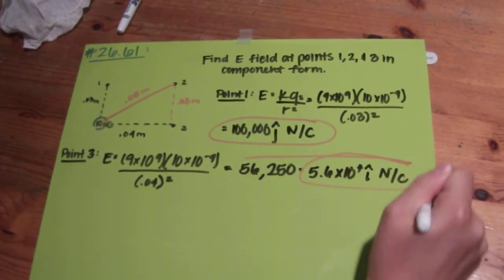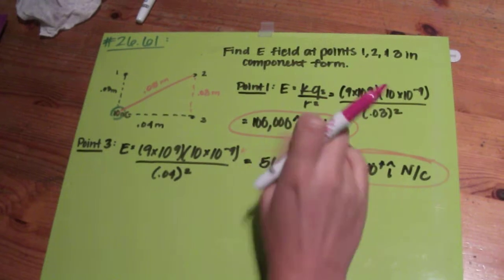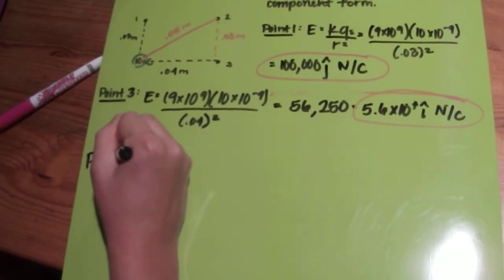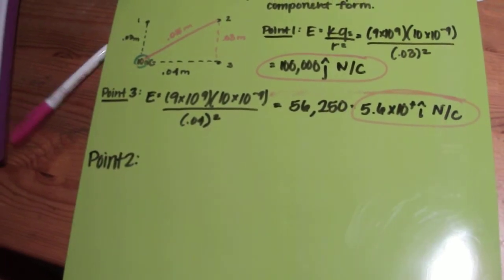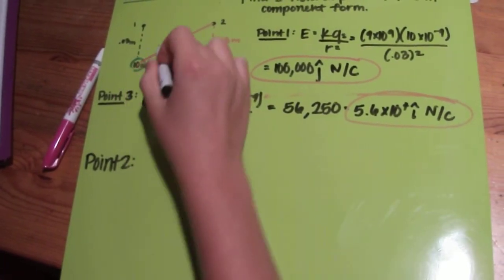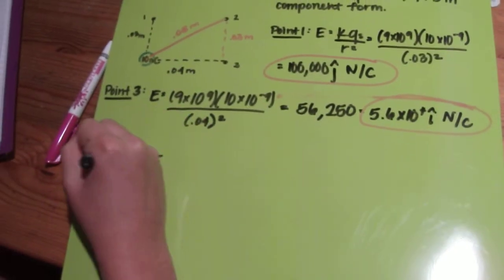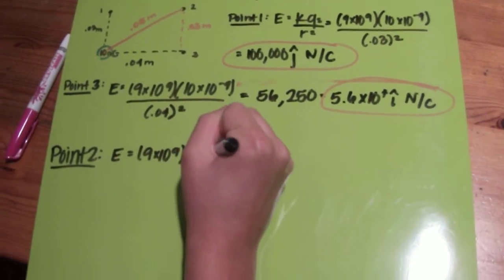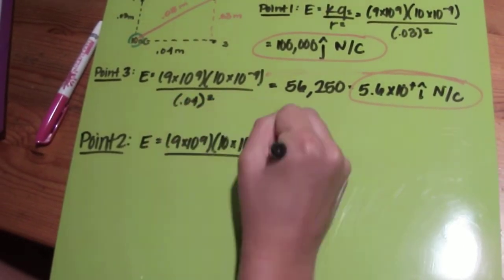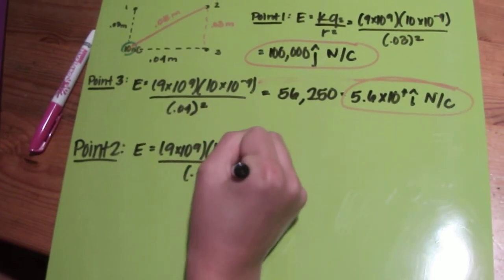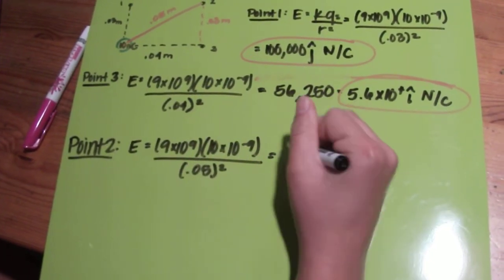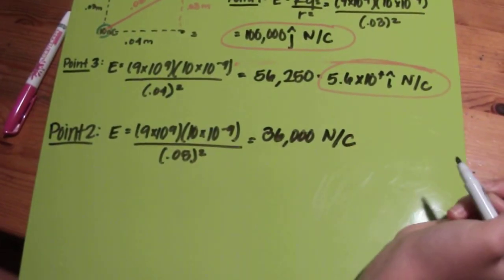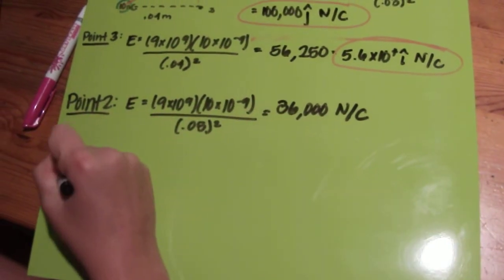And now point 2 is a little bit trickier because you have x and y components. So let's try that one. And point 2, since we know it's 0.05, let's go ahead and find the total charge. And that comes out to 36,000 newtons per coulomb.